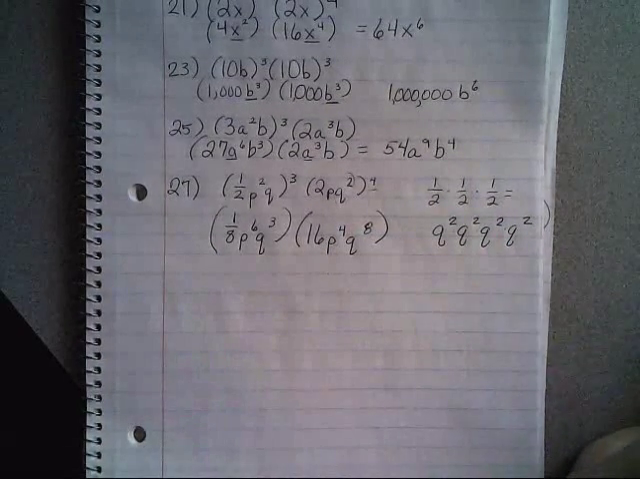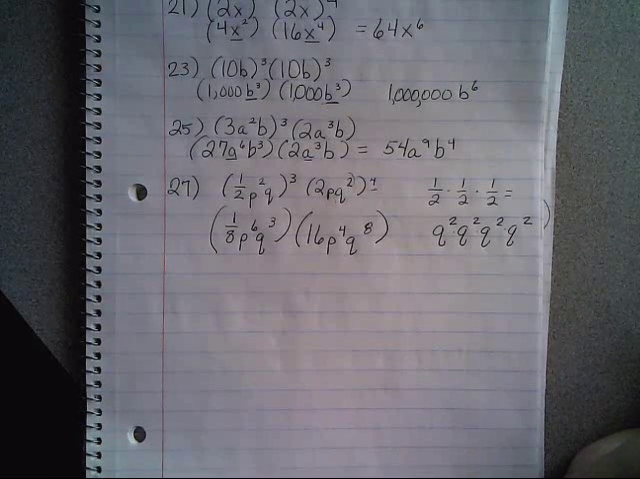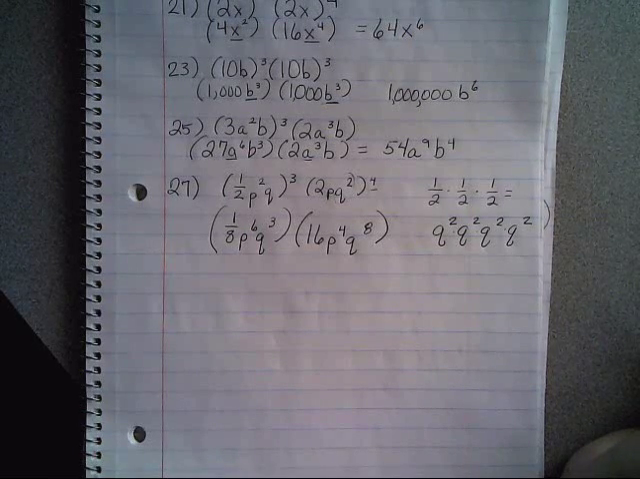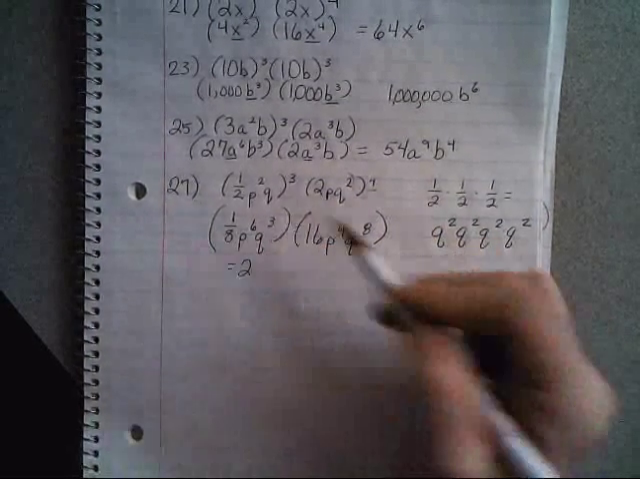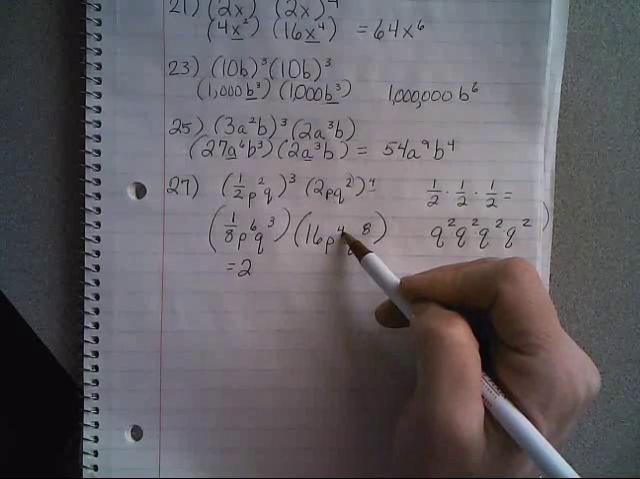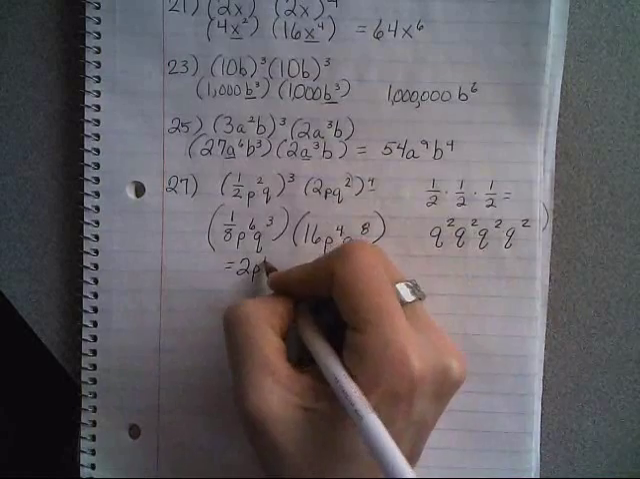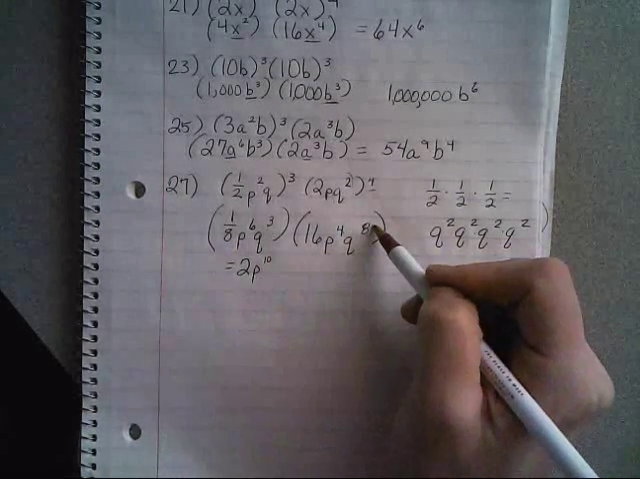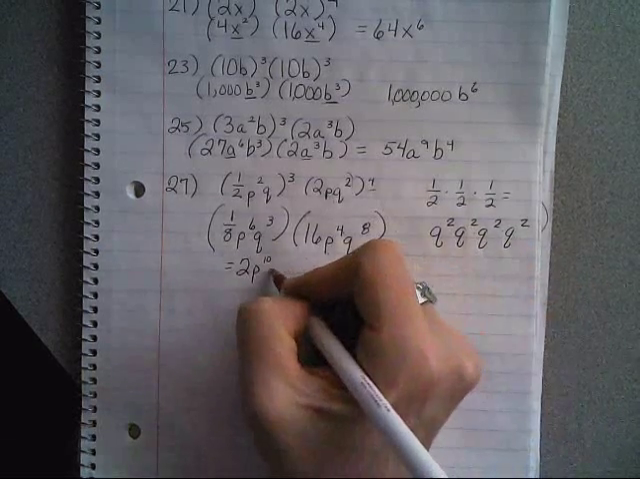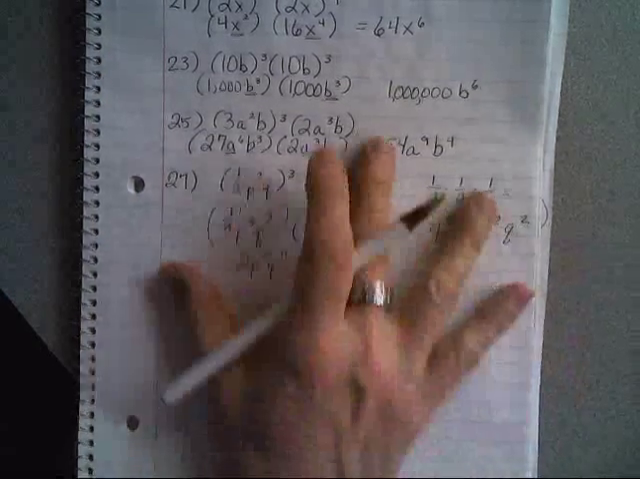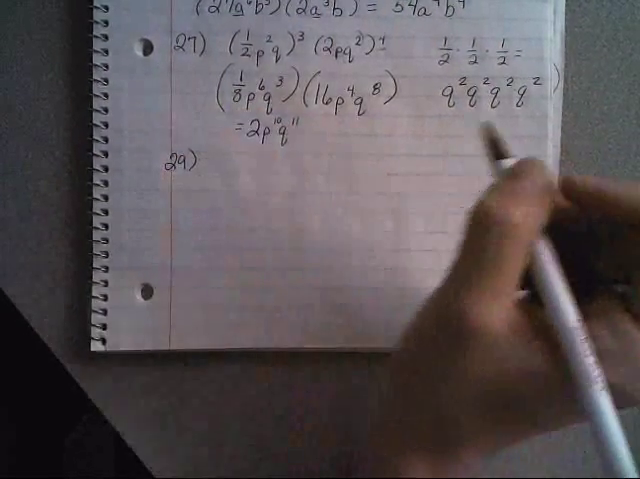All right. Now your numbers, 1/8 of 16 is what? p to the sixth and p to the fourth, same base, add exponents. q cubed, q to the eighth. It's 27. 29.